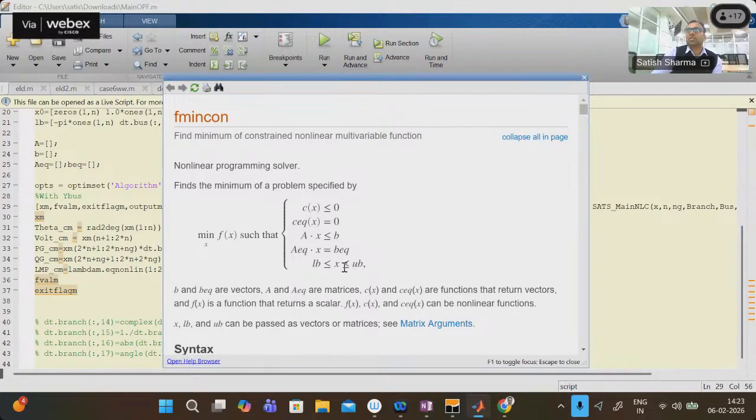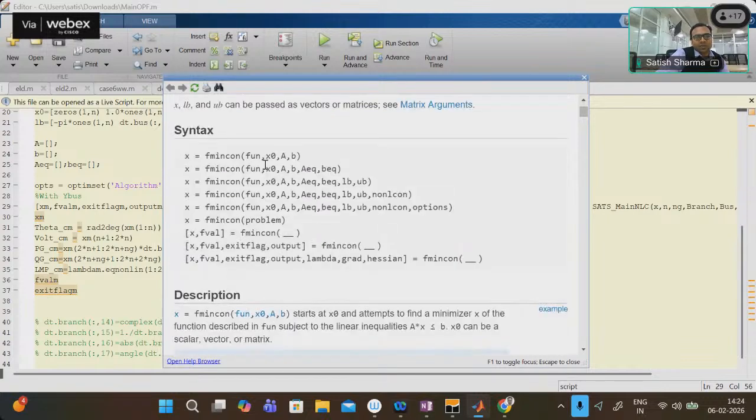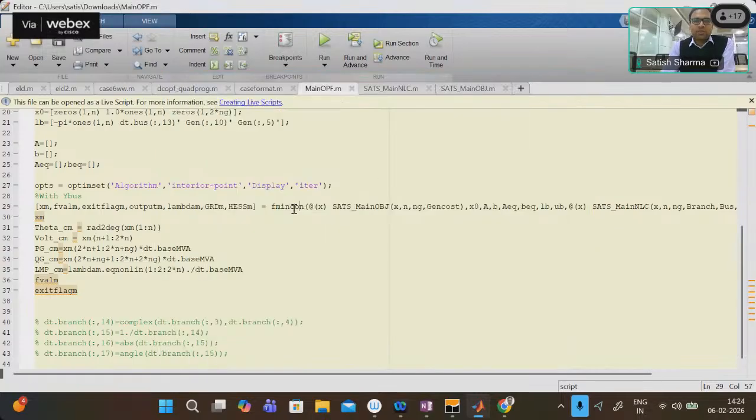Then the rest of the three, I think we already discussed earlier with quadprog and linprog: this is our linear inequality constraint, and Aeq·x equals beq is our linear equality constraint, and lb and ub are the bounds on the variable. This we have to supply, and in the syntax you can see there are multiple ways of supplying it. Depending upon how much information you have, you can supply that information and omit the rest. So this is what we are going to do here. This is my fmincon, and I will supply all of these.